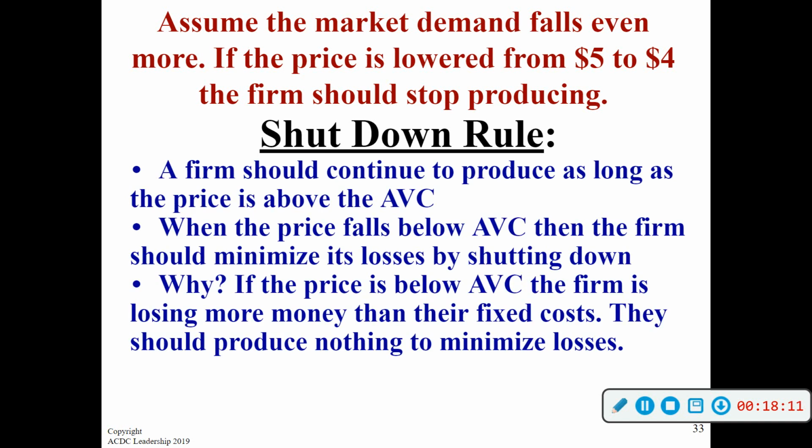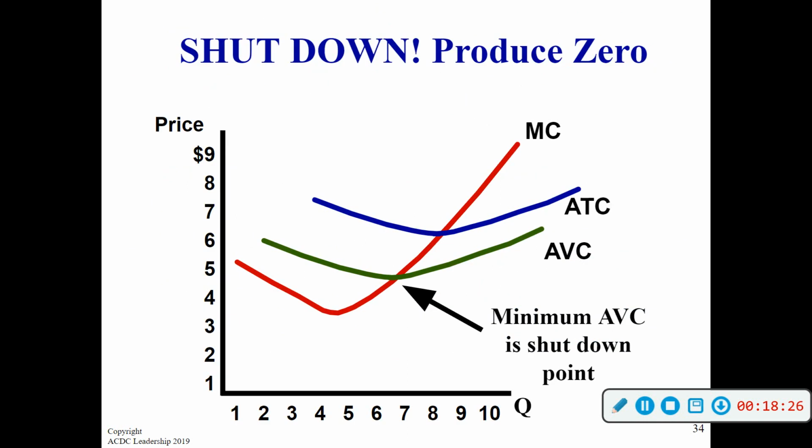So now let's assume that market demand falls even more. So we started at a $7 equilibrium price in the market. We just dropped to $5. Now we're going to drop to $4 for the equilibrium price in the market. These are price-taking firms, and so they're going to have to accept that new price of $4. So now we throw in an average variable cost curve so that we can make the determination of the shutdown rule. And remember, the gap between these two is our fixed costs. That is how we determine that.